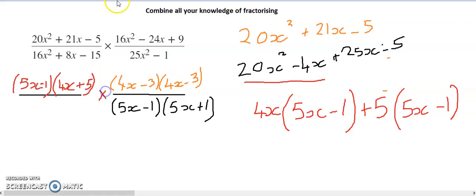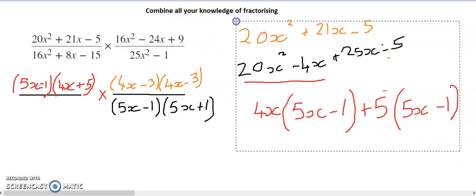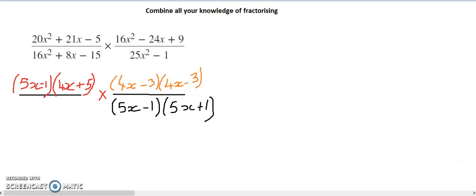Okay, let's look at our next question. So our next part of the question is 16x squared plus 8x minus 15. Again, I'm going to see, is there a common factor? There isn't.